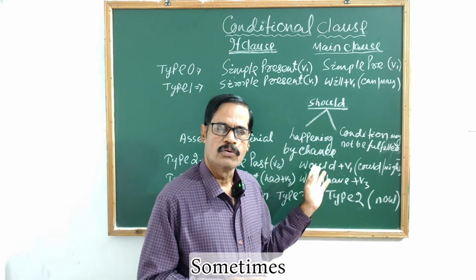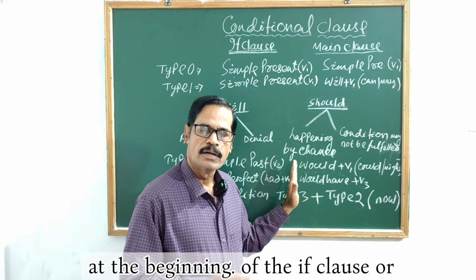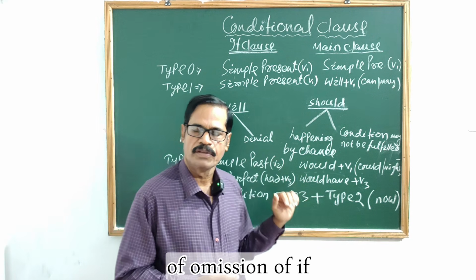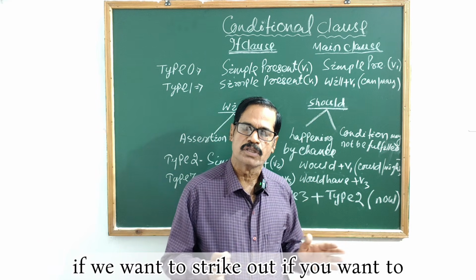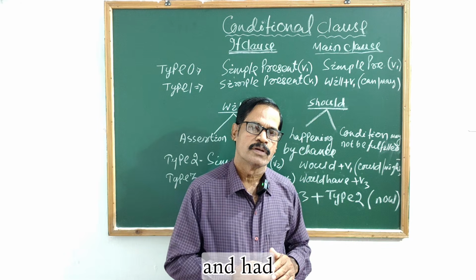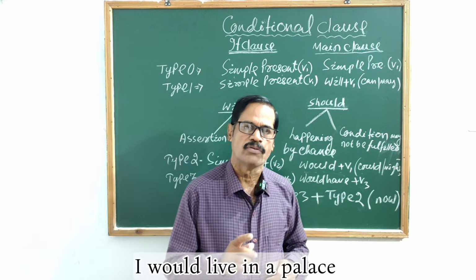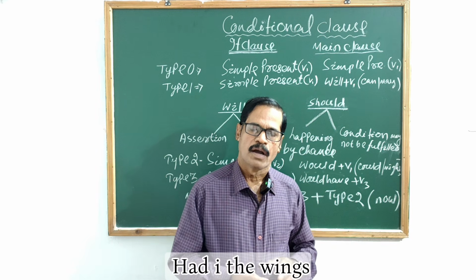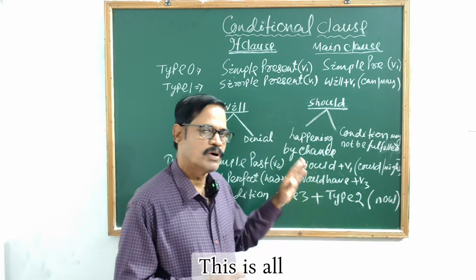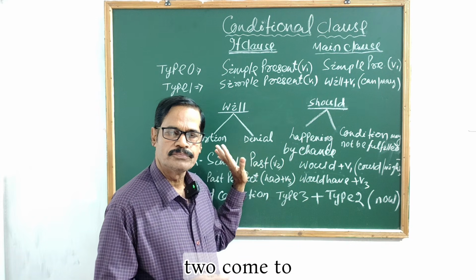Sometimes we can use were and had at the beginning of the if clause or conditional clause. If you want to omit if, we can start the sentence using were and had. For example, were I a king, I would live in a palace. Had I the wings of a dog, I would fly in the sky. So this is all about imaginary condition or hypothetical condition, or type 2.